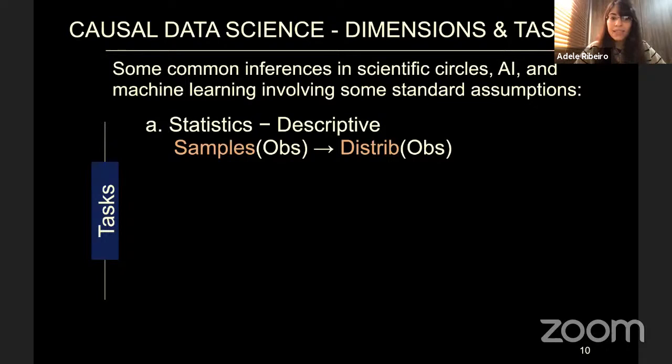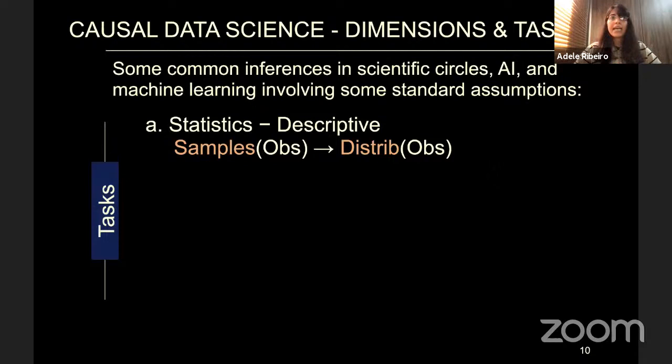It's the inference that's common in statistics or in probability theory, where we have samples. And we want to use the samples to infer the distribution in the population. So we have a sample with a finite number of observations. In this case, we are talking about an observational study here. And then I want to infer the distribution of this event or phenomenon.